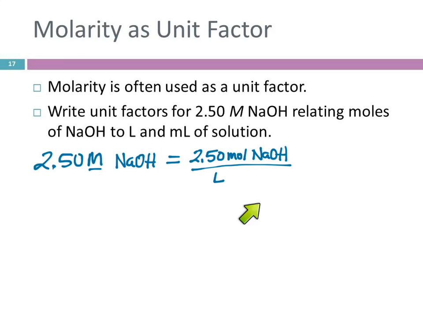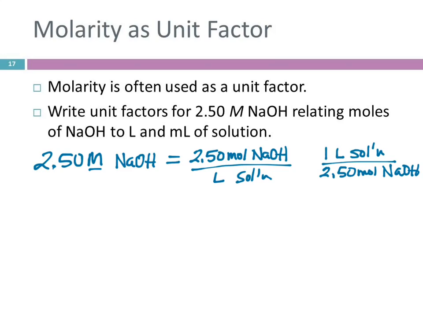This is the way that I would like you to write it down. Don't write the capital M. Write moles per liter, because then you can immediately see, oh, this is a potential unit factor. This relates moles of sodium hydroxide to liters of solution. I didn't write solution there, but you can certainly write that in. So this is asking us to write unit factors, relating moles of sodium hydroxide to liters and milliliters of solution. Well, there's one, moles of sodium hydroxide to liters of solution. I could take that and turn it upside down and say 1 liter of solution per 2.50 moles of sodium hydroxide.